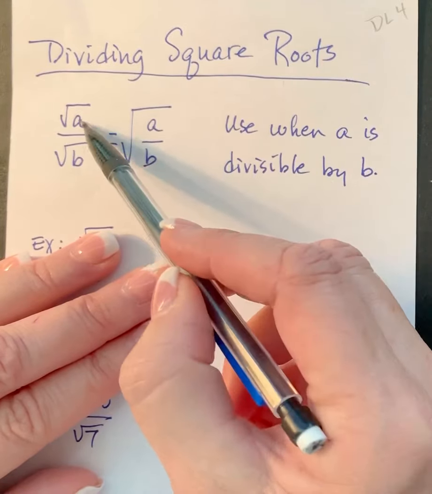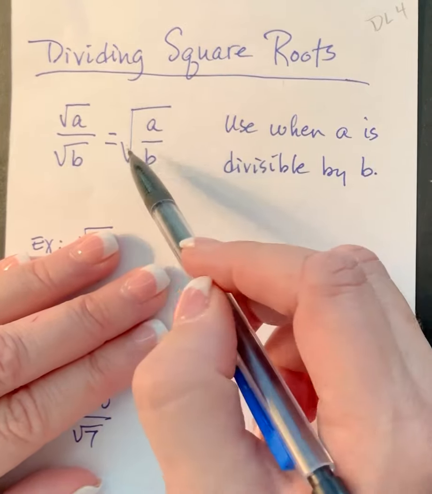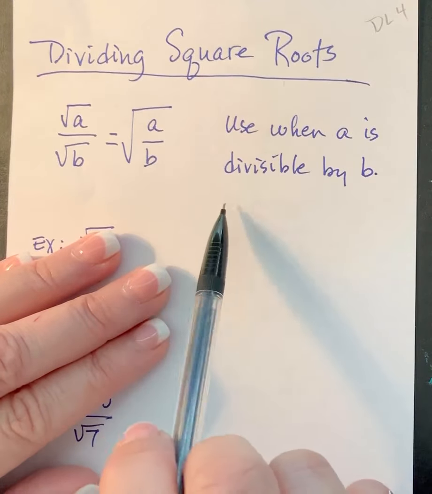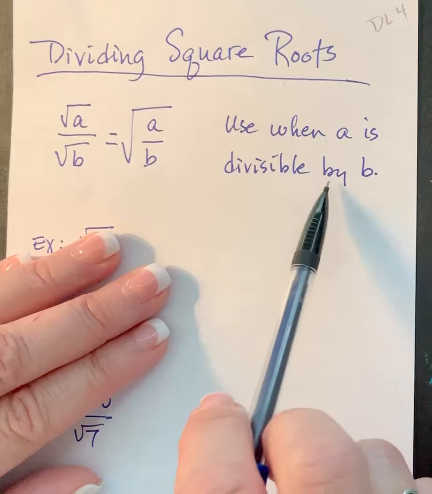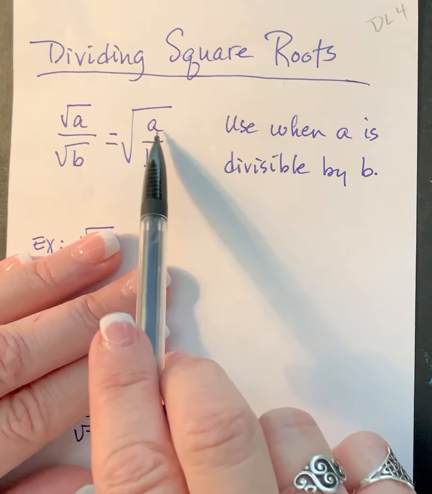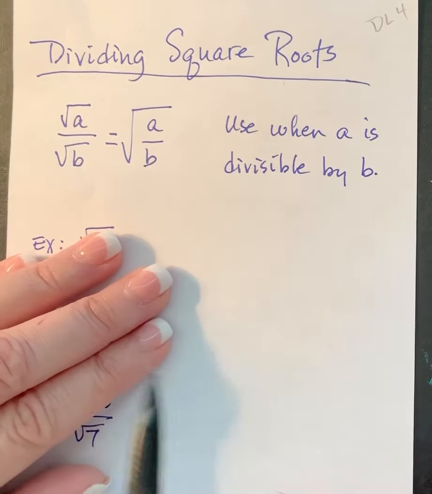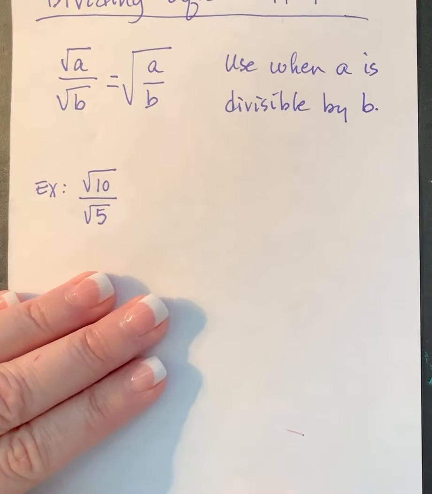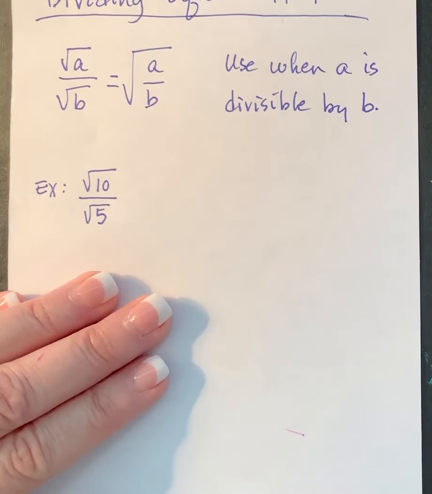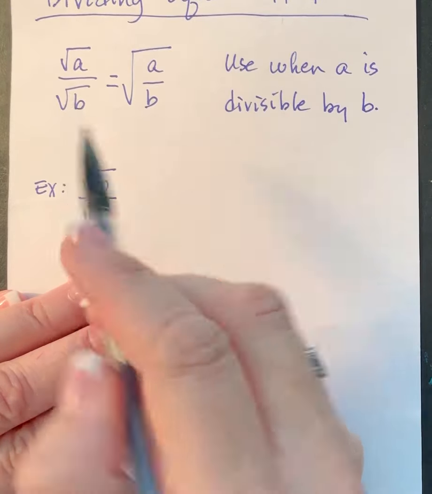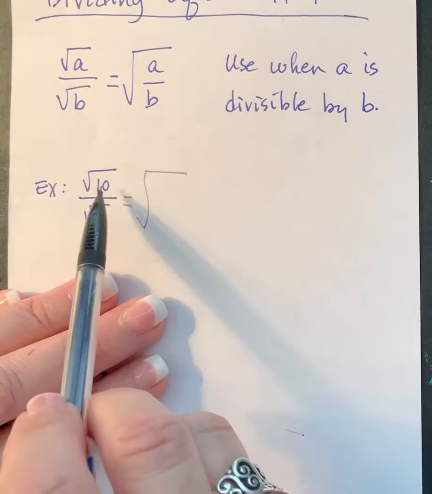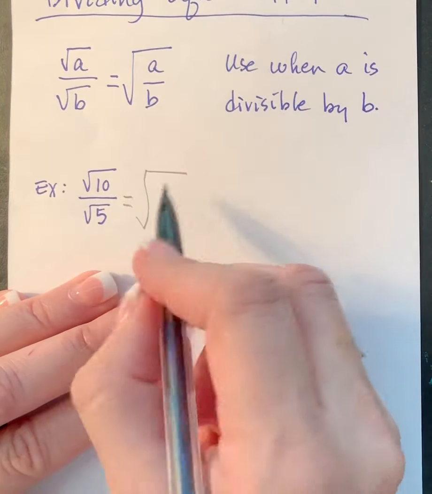So you can take two separate square roots that you're dividing and write it as the square root of a quotient. Now, this is a good thing to do when the number a is divisible by the number b, because if you can just divide that out, then you just do it and it'll be simpler. So, for example, if you have the square root of 10 divided by the square root of 5, 10 is divisible by 5. So if you use this property, you can write it as one square root instead of two separate ones you're dividing, and divide the radicand.